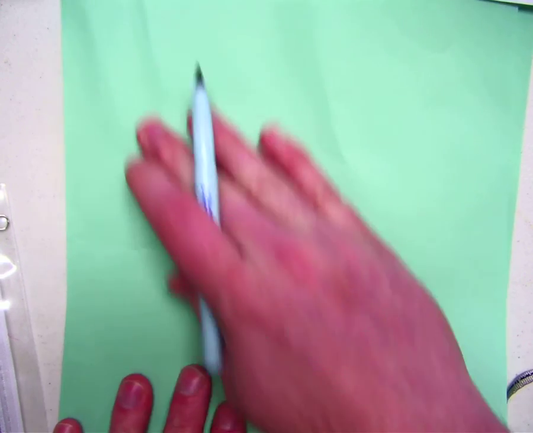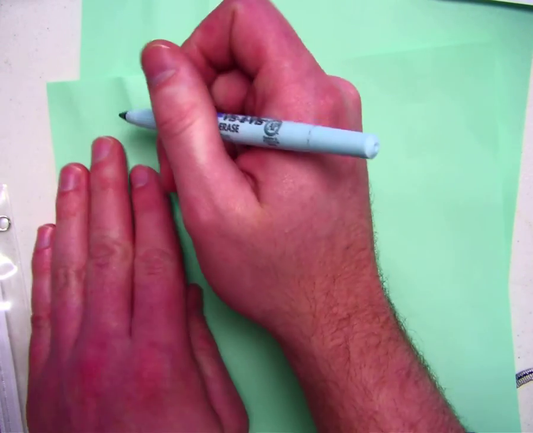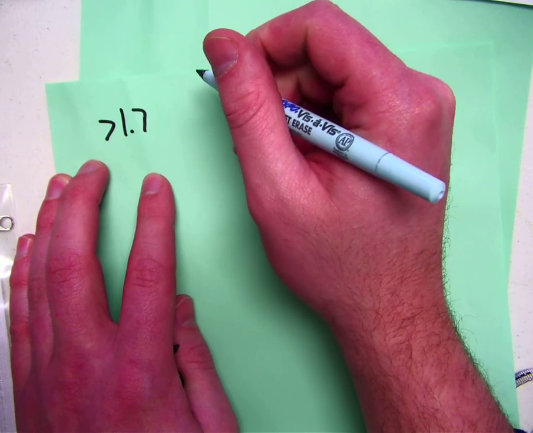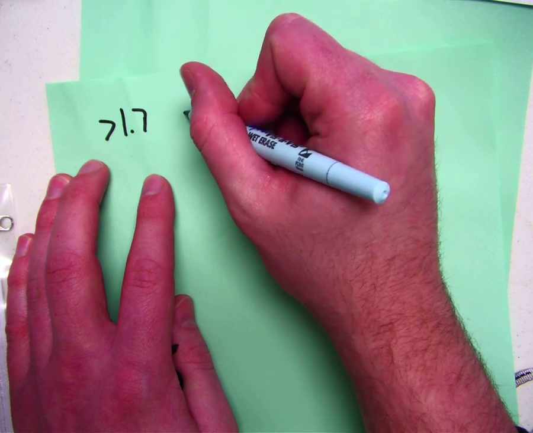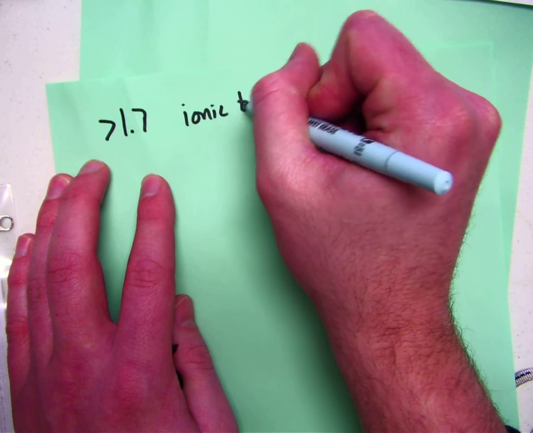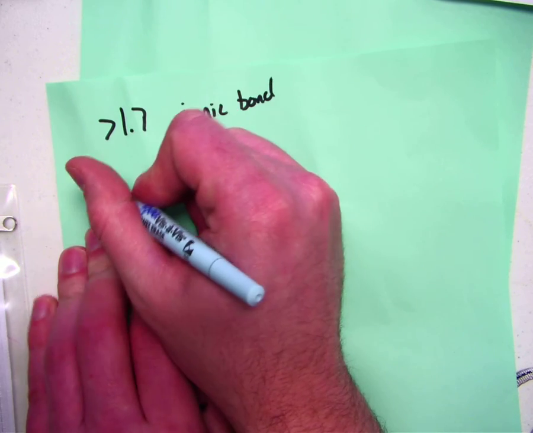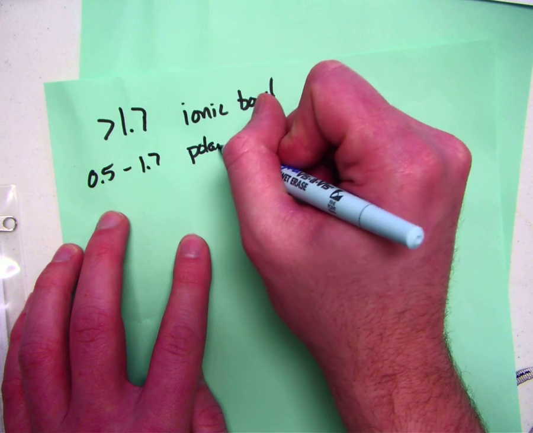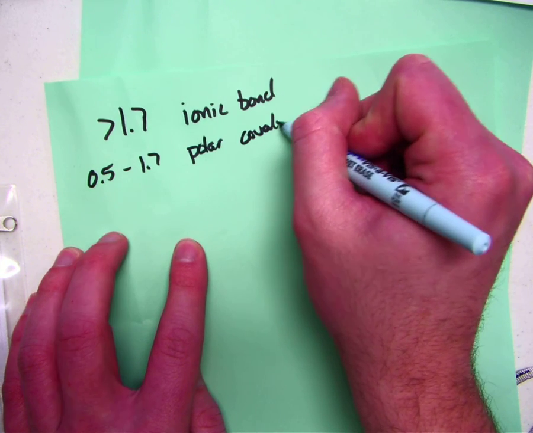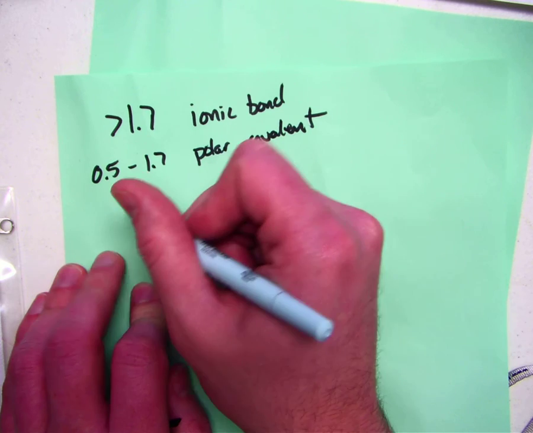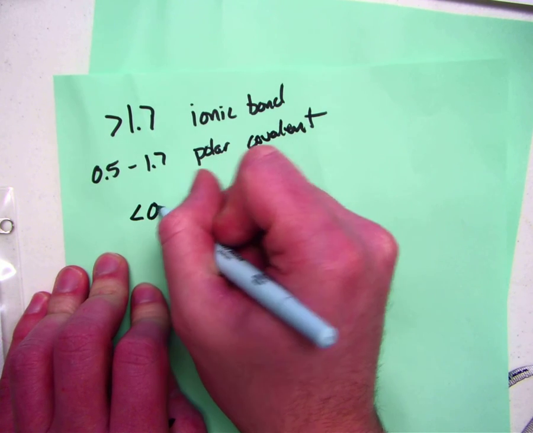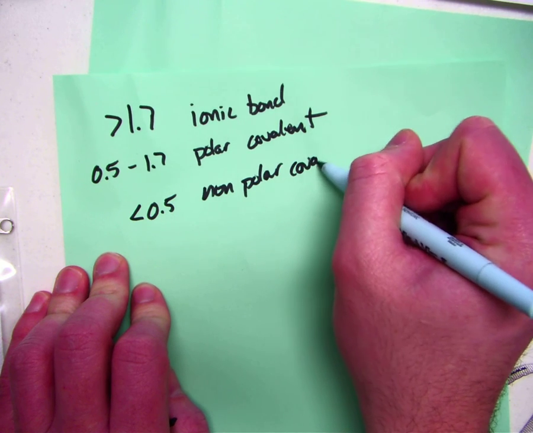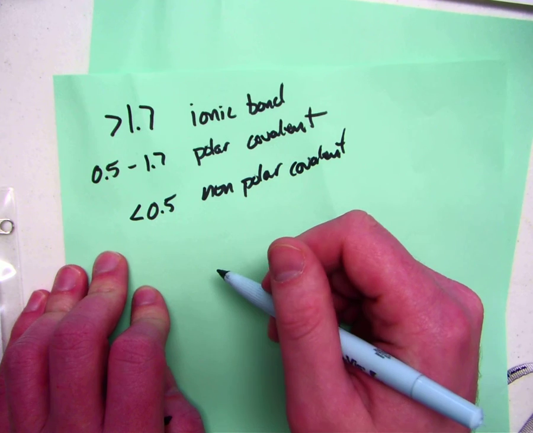So this one should be relatively straightforward. We know that a difference in electronegativity greater than 1.7 is going to give you an ionic bond. If it's between 0.5 and 1.7, that's going to be a polar covalent. And if it is less than 0.5, we know that's a nonpolar covalent. Again, you determine this through differences in electronegativity.